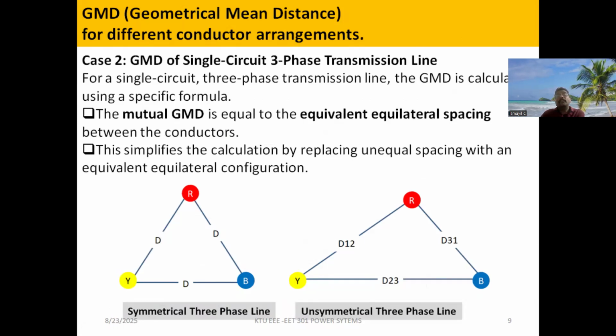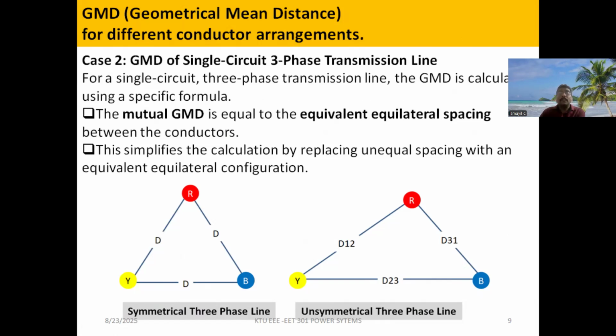Now we'll consider the second case. It is the GMD of a single circuit of a three-phase transmission line. Here, there are two cases we have to consider, either a symmetrical three-phase line or an unsymmetrical three-phase line. Then one more classification is also there that we will see in the next slide.